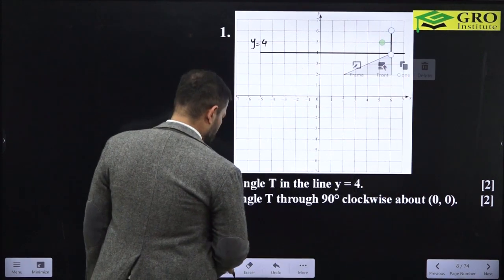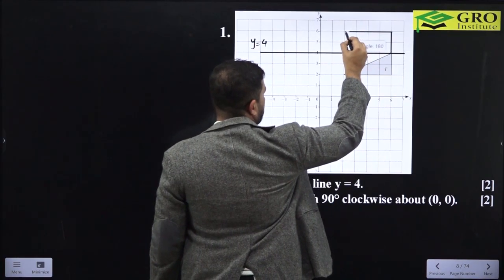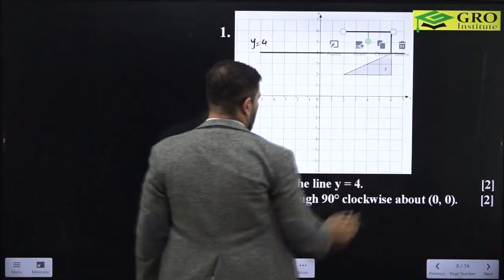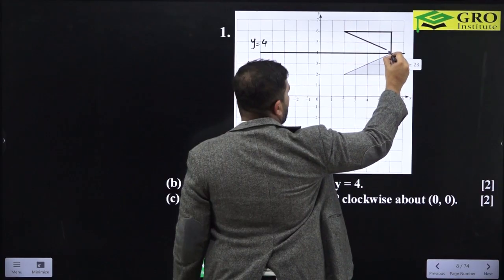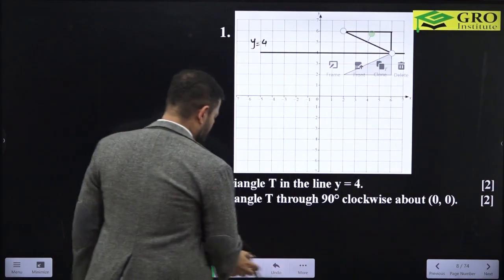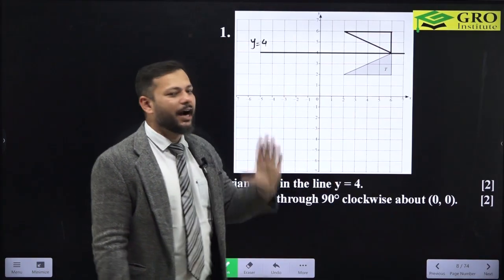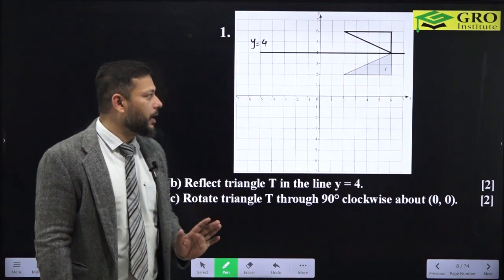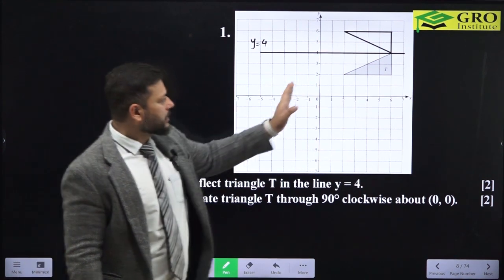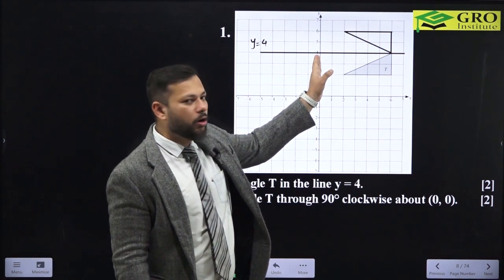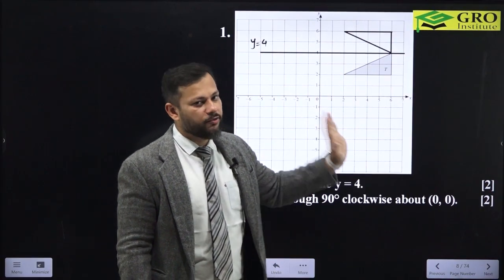This thing, then the reflection of the base would be like this, and then the reflection of the hypotenuse will be this. Right, guys? This is what is being asked. We have reflected triangle T in the line y equals 4. I hope you are clear with this part. Very easy. You just first need to draw a line y equals 4 that will be passing through the y coordinate 4 and will be parallel to the x-axis, and to reflect it, it will just be the mirror image of triangle T.